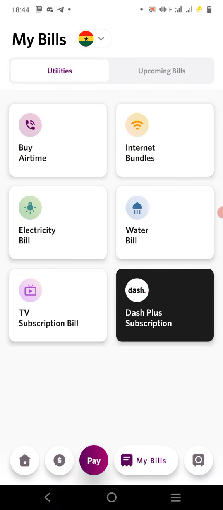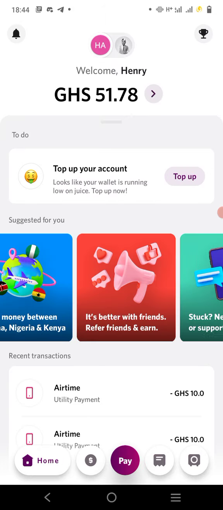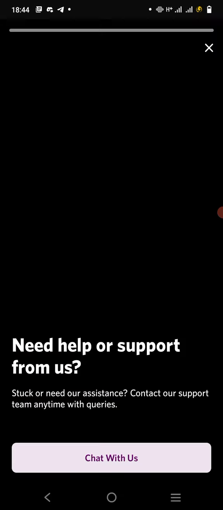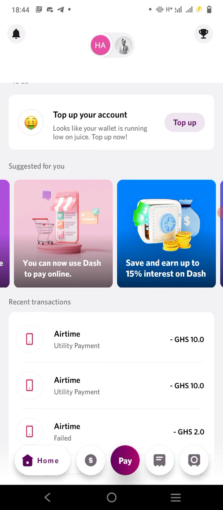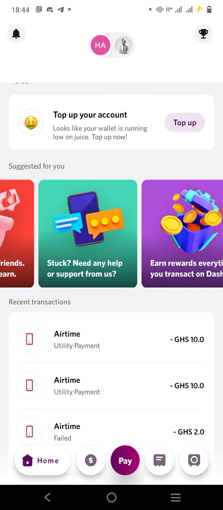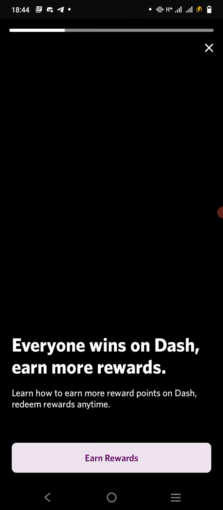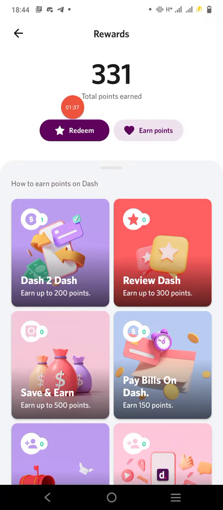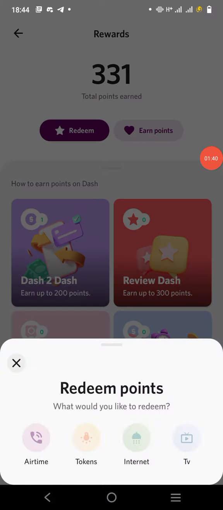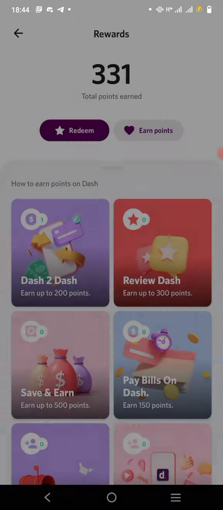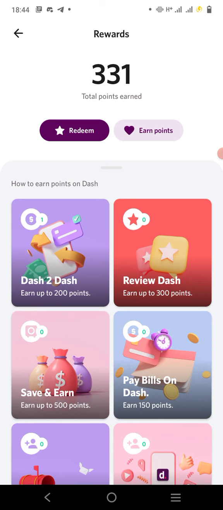Okay, sorry, not exactly here. Just give me some time. So you click here, enter reward points, click on earn rewards, then click here, redeem points, and if it's available, one of them will be highlighted if you can get your airtime, tokens, internet, or TV, whichever one it is. But right now, see, none of them is available. So my points are quite small. They can't do much for me.